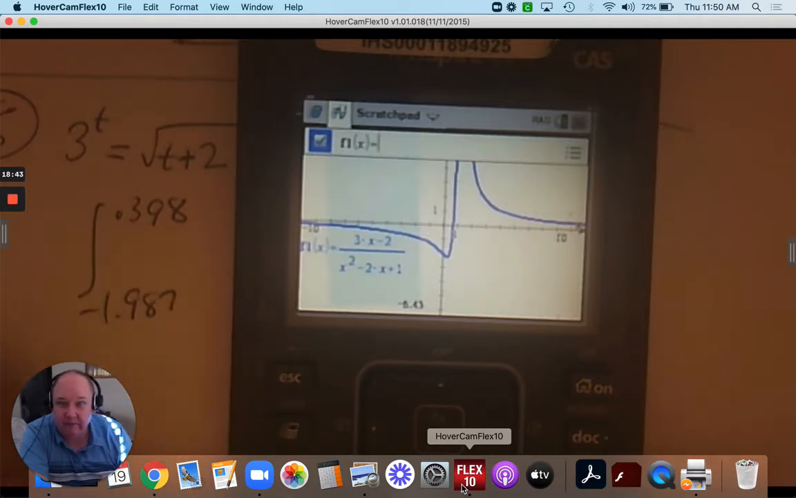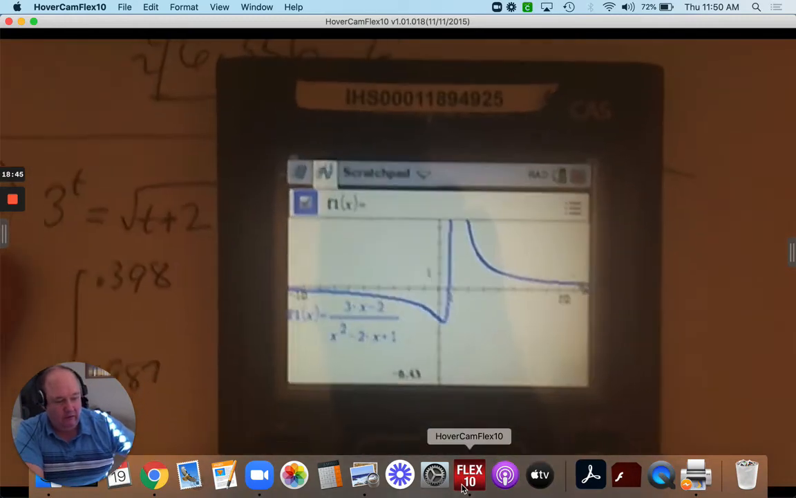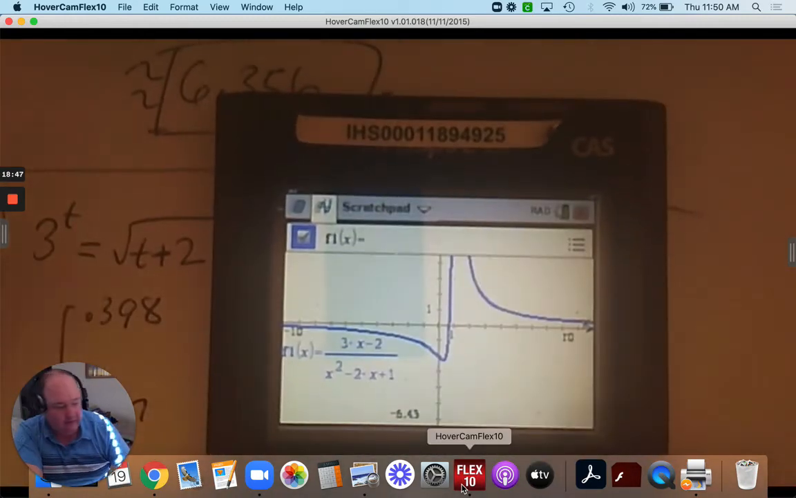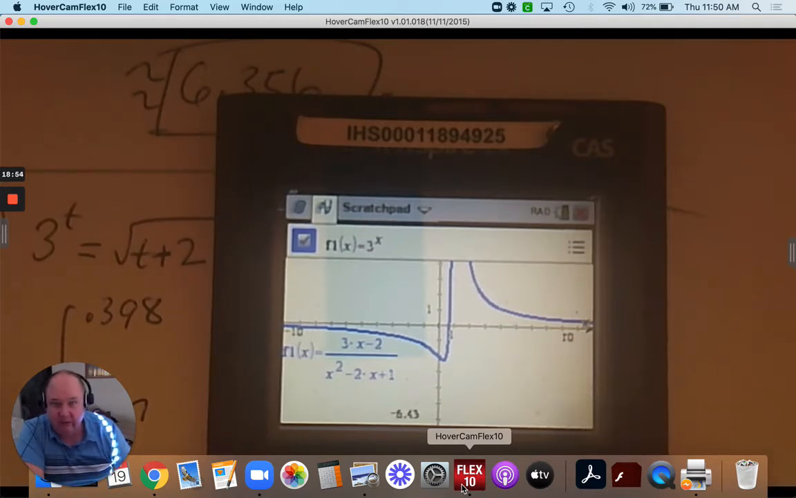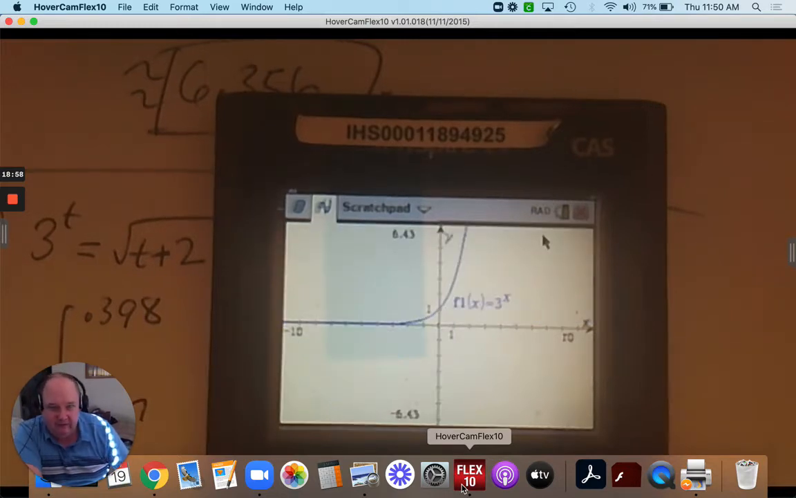There we go. Okay, so I'm going to now just type in 3 to the t, but it doesn't like the variable t. So we're going to go 3 to the exponent x, just that one. So do you see 3 to the x? Press enter so you can see it. So do you see that there? And do you see the curve of 3 to the x?